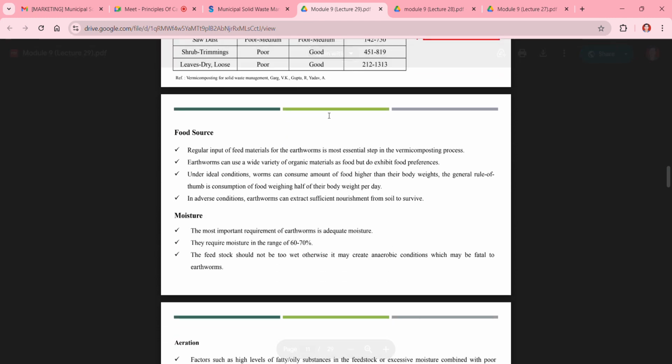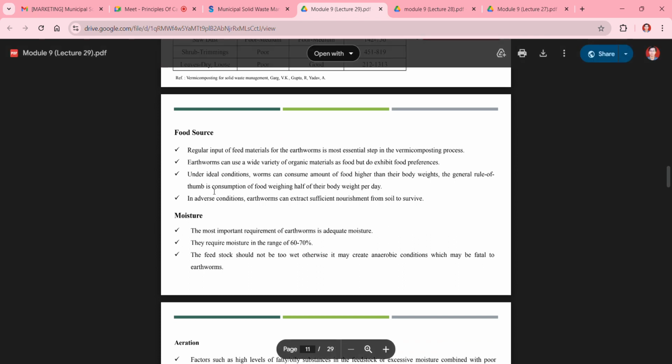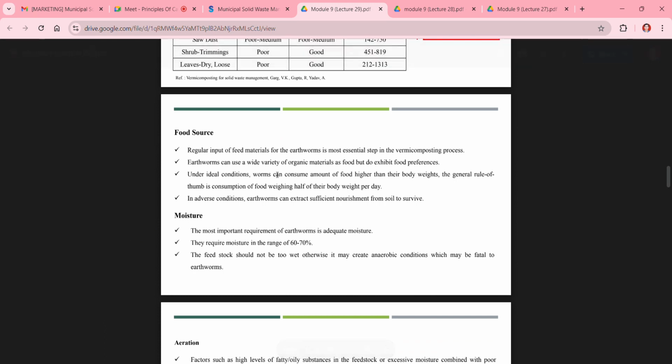Then coming to the food source for these worms, regular input of feed materials for the earthworms is the most essential step during the vermicomposting process. Earthworms can use a wide variety of organic materials as food, but do exhibit food preferences. Although we can provide any type of organic material, they have some food preferences. So we have to keep these food preferences in mind during the vermicomposting process.